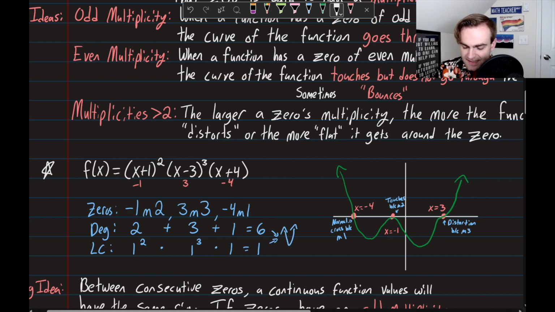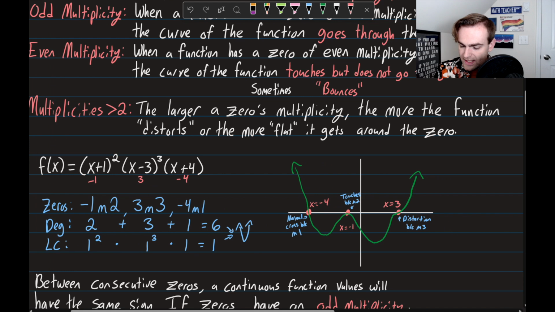So if we look at these graphs here, we can see that it goes through normally, just crosses at negative 4 because that had a multiplicity of 1. It touches but goes back down. It was negative before and it's going to be negative after at negative 1 because that has an even multiplicity. And at 3, it goes through, so it's negative before and positive after, but it's going to flatten slightly at 3. The larger the multiplicity, the flatter it gets.